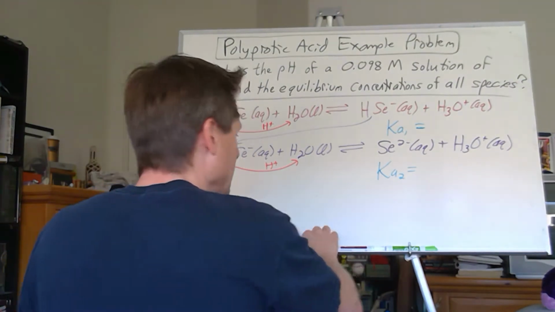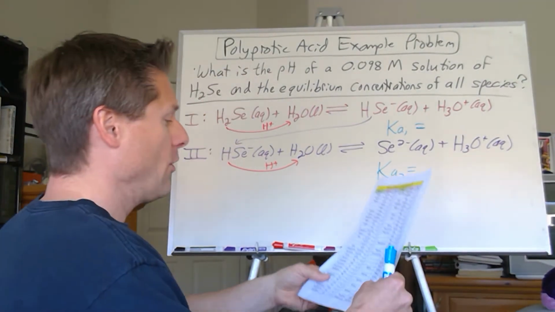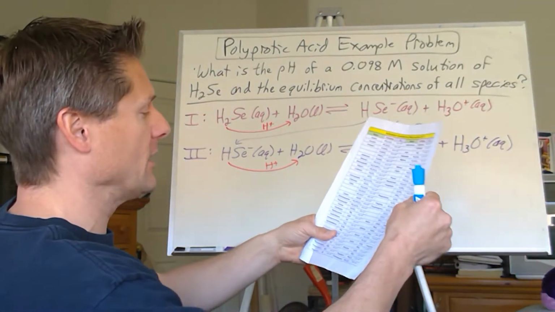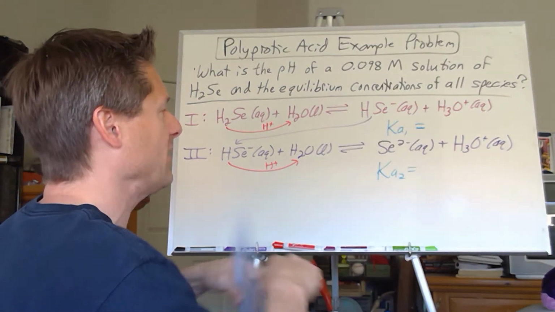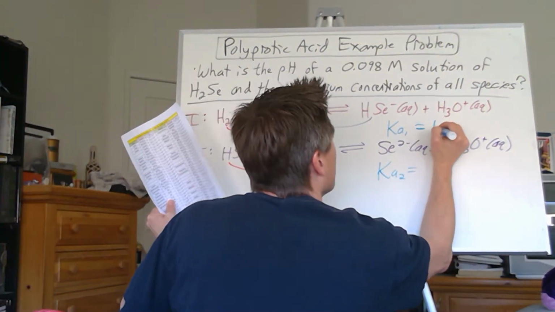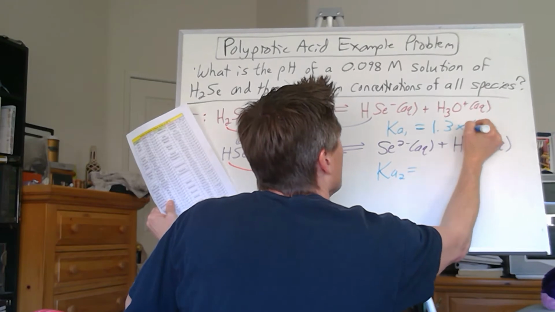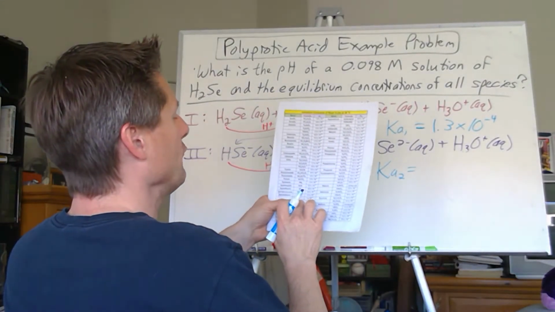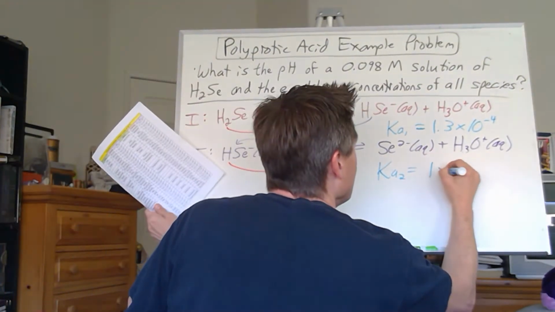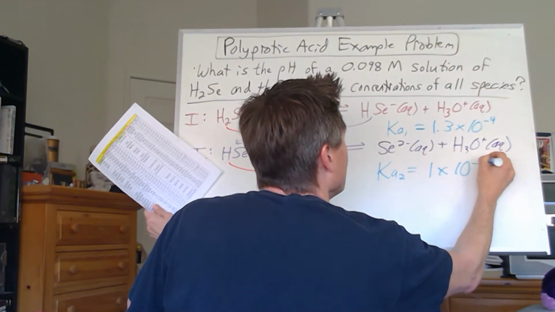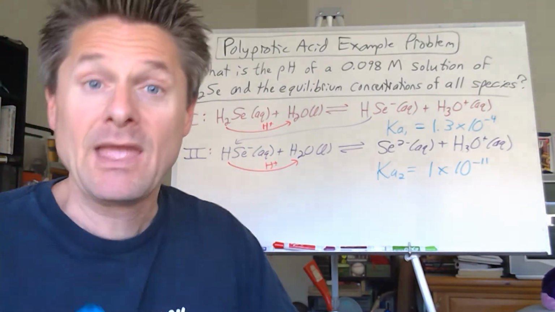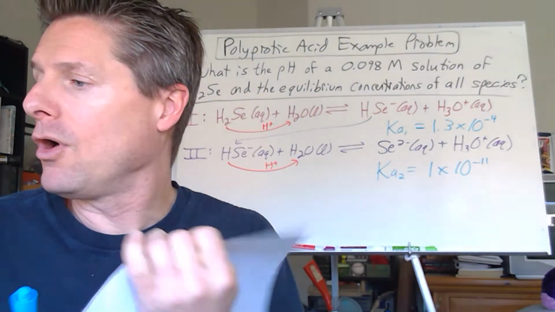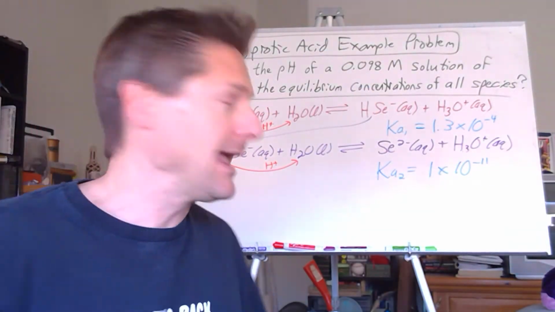All right, so let me write those Ka values down. Make sure you have this table and you're looking at what I do. The Ka1 is 1.3 times 10 to the minus 4, and Ka2 for the HSe minus is 1 times 10 to the minus 11. And I will be providing you these on quizzes and exams.